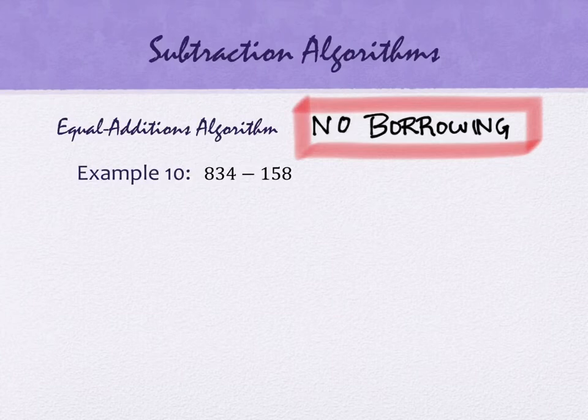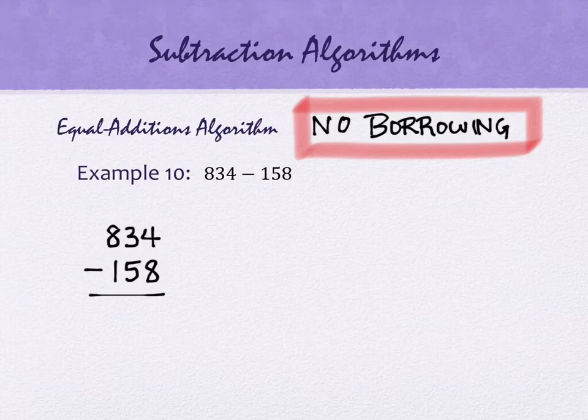So how do we avoid borrowing? Well, let me show you. I'd like for you to go ahead and write down the problem the same way that we did before: 834 minus 158, right on top of each other. If you were doing this problem with the standard algorithm, the very first place you would need to borrow is in the ones place, correct?